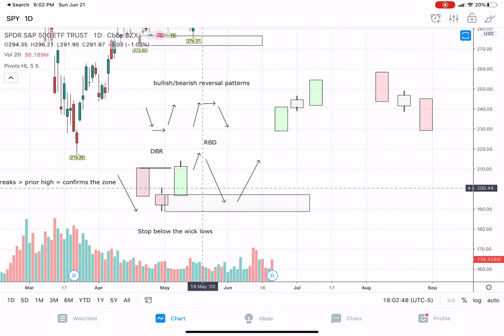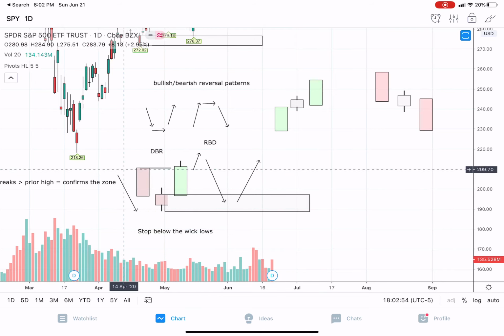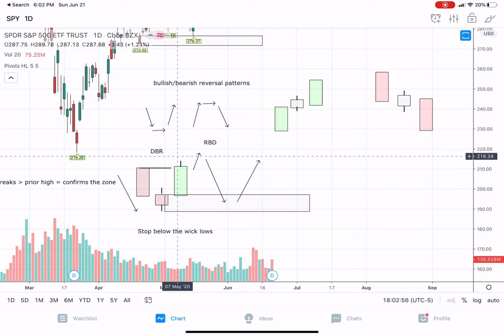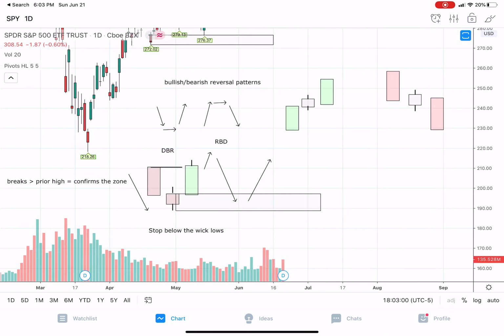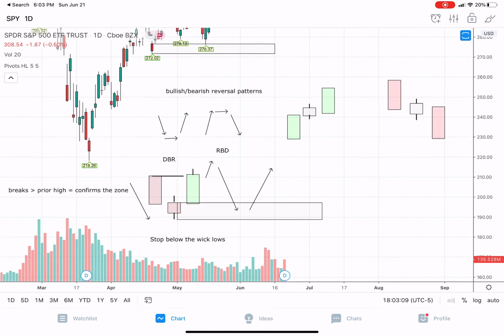Remember, this is a very key part right here: the move out of the level needs to make a higher high. It just needs to break a prior high for the zone to actually be valid. That just means that buyers were able to take over the previous high, which means that the buyers were indeed in control.